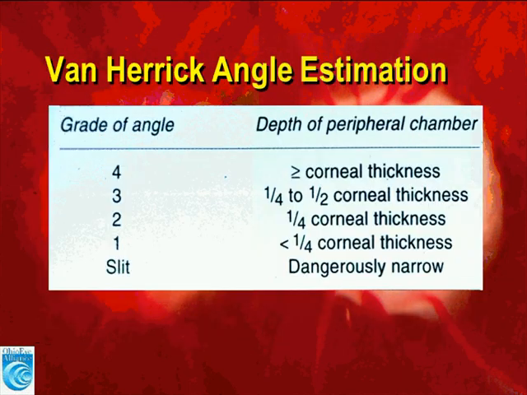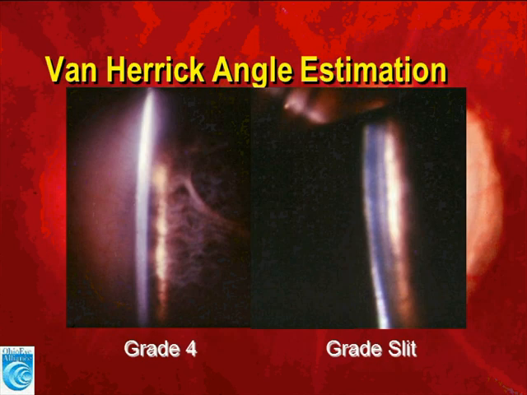A grade 4 Van Herrick angle has an anterior chamber depth which is greater than 1 corneal thickness, and a grade 1 angle has a depth less than 1/4 corneal thickness. If we look at this slide, the image on the left, we can see the space between the light and the iris is the anterior chamber, and we can see this is larger than the thickness of the cornea using the same beam. That translates to grade 4.